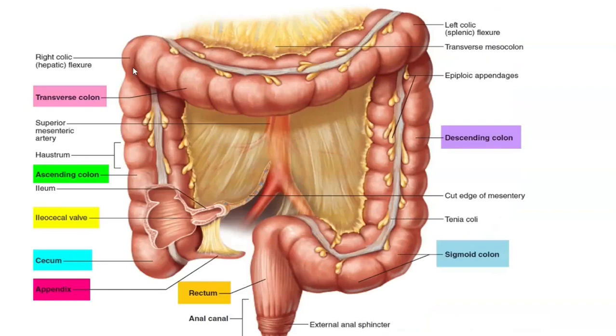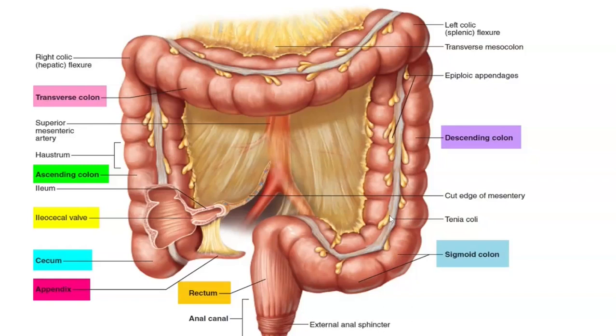Okay, so this is the right hepatic flexure, this is the transverse colon, and you will see here the superior mesenteric artery. These round structures are the haustra, and this one is the ascending colon, and this is the ileum, this is the ileocecal valve, this is the cecum, this is the appendix, this is the rectum, and this is the anal canal, the external anal sphincter, the round circular muscles, the sigmoid colon.